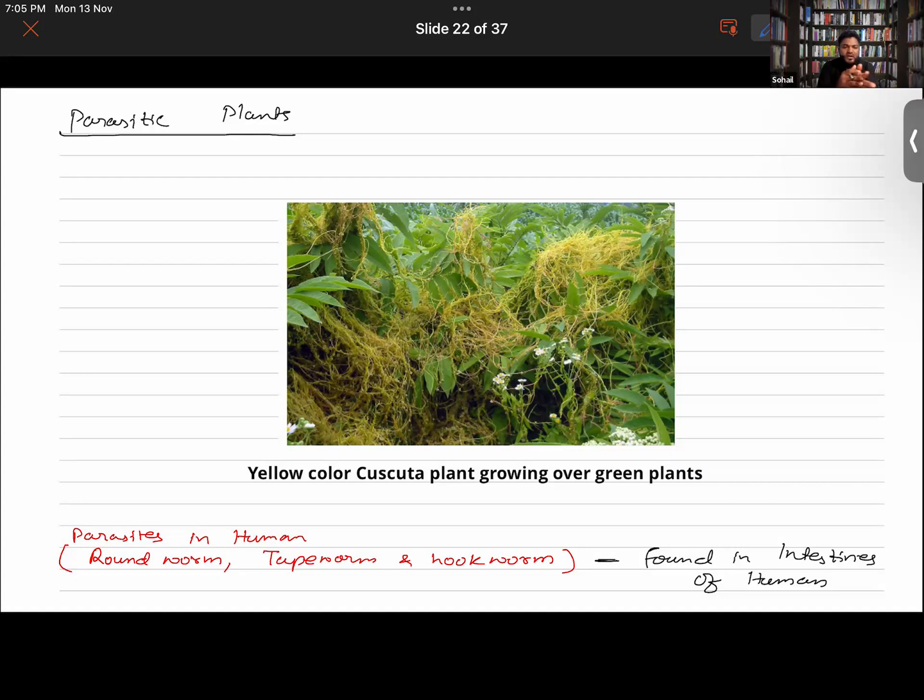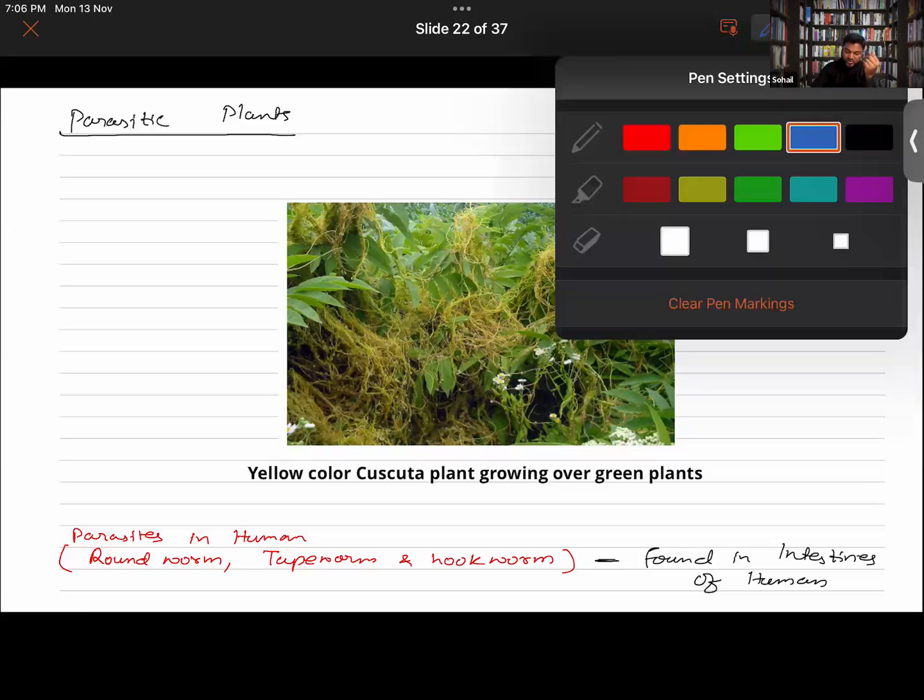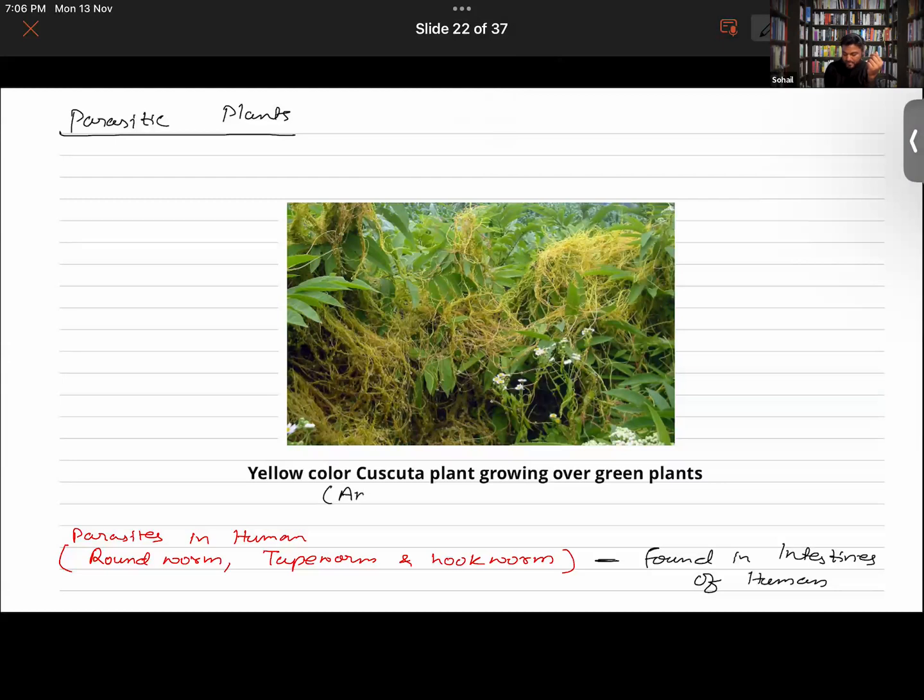So parasites are basically non-green plants which obtain their food from other organisms, and hence we call them parasites. What do we call the body from which the parasites obtain their nutrition? Host, right? So the body on which the parasitic organism feeds is called the host. So you have an example of this: cascada, also called amarbel.